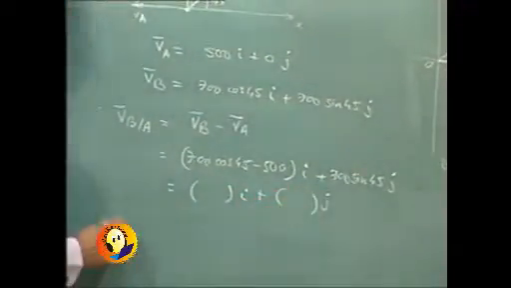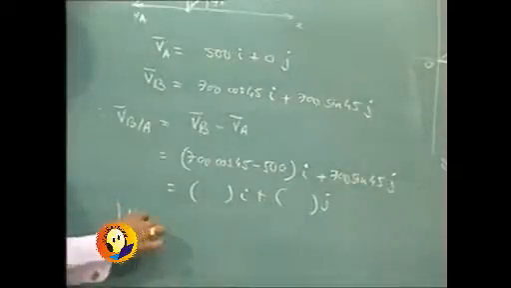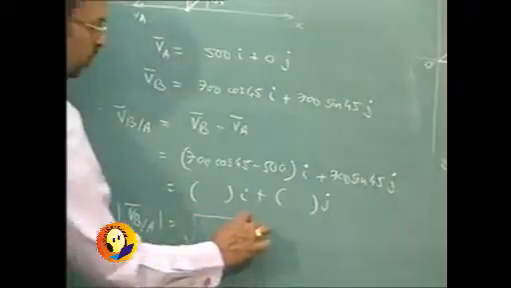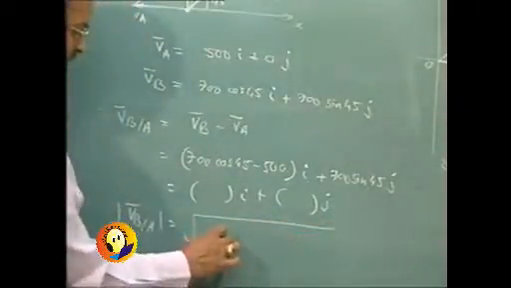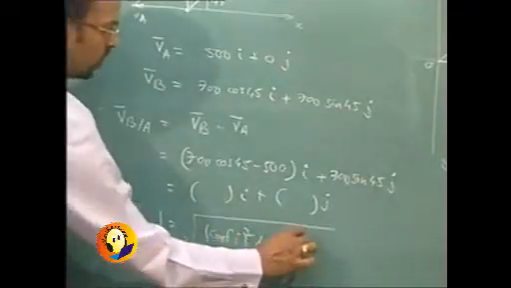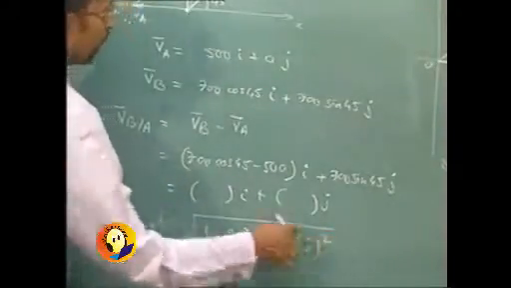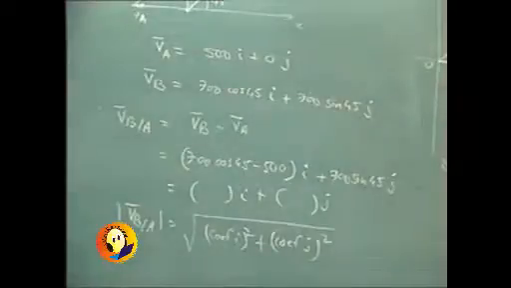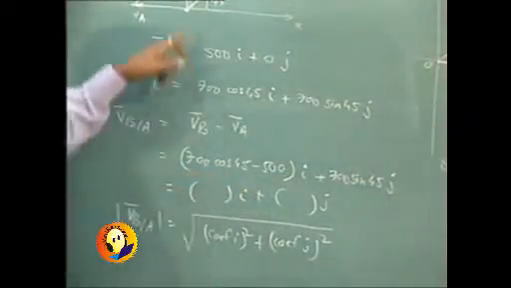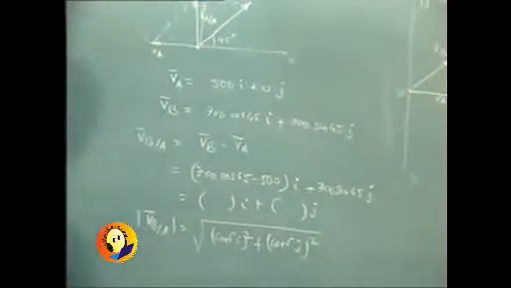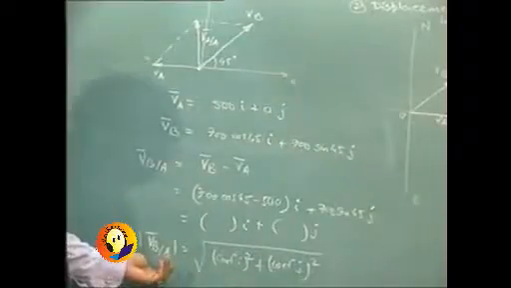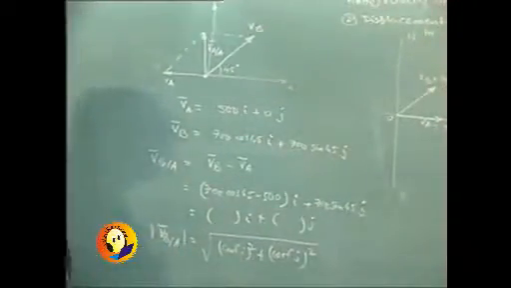And therefore the magnitude of VB with respect to A will be under root coefficient of I square plus coefficient of J square. And of course the angle also can be calculated. It is tan inverse J component upon I component. So velocity of B with respect to A can be calculated. This magnitude is to be used further when we want to find the displacement in 1 hour.